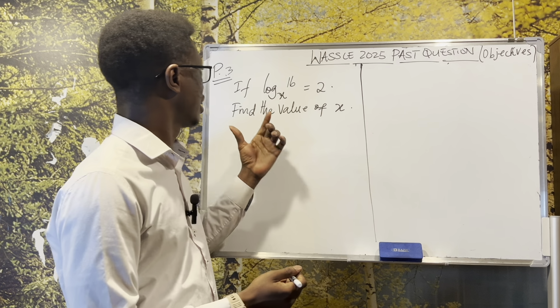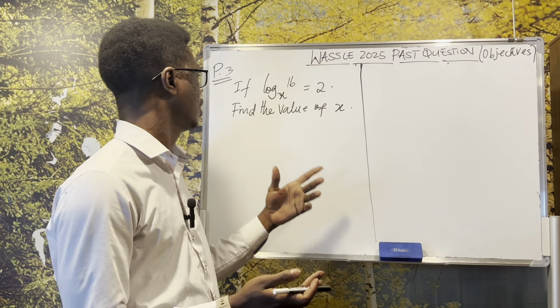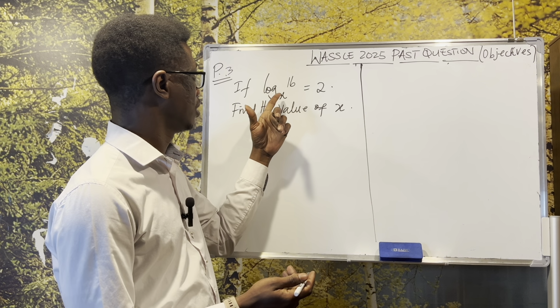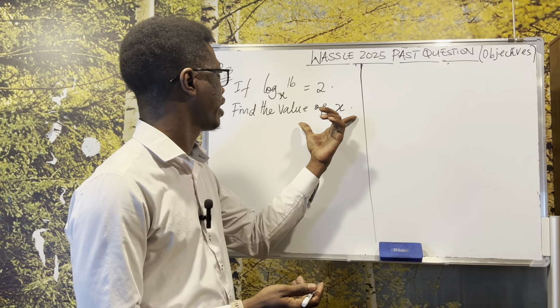Okay, now this is just a fundamental principle of logarithm. If we have log 16 base x equals 2, we have to find the value of x.